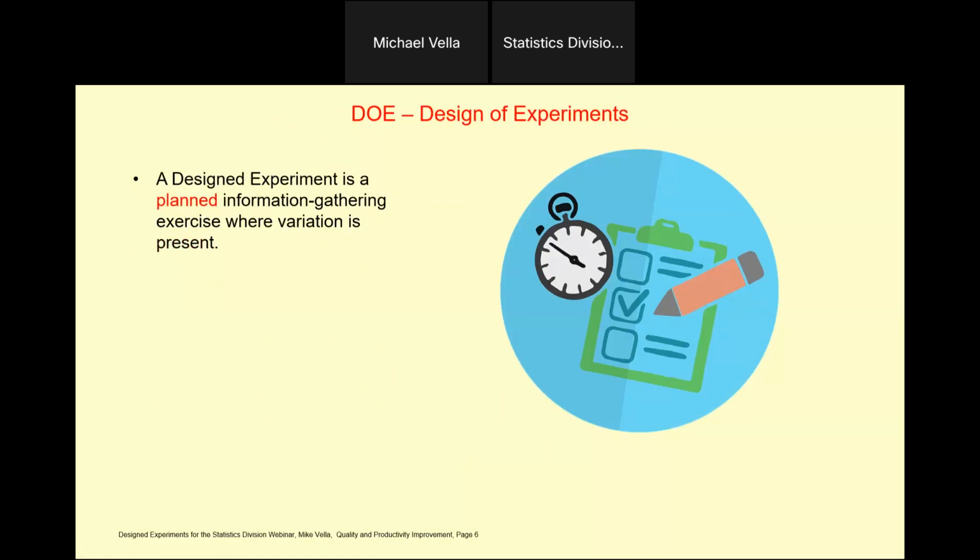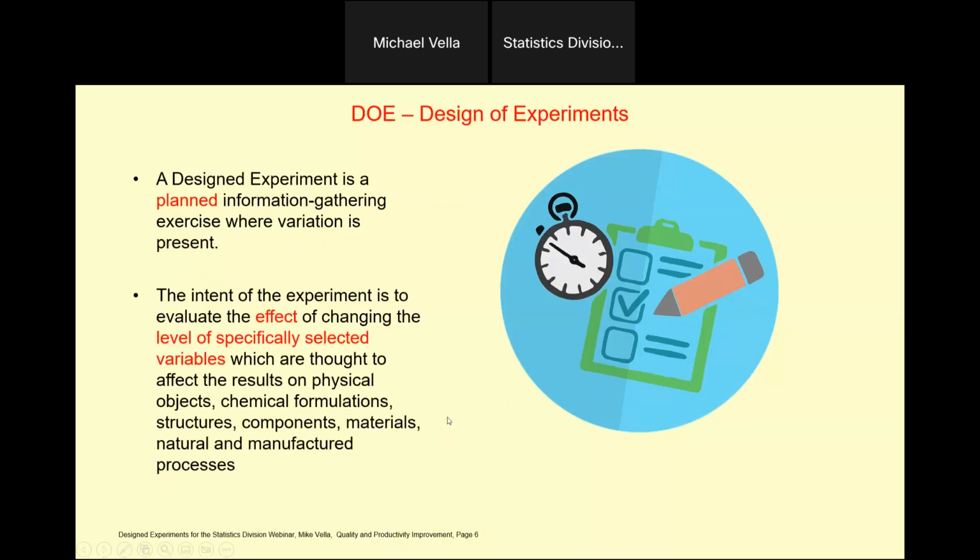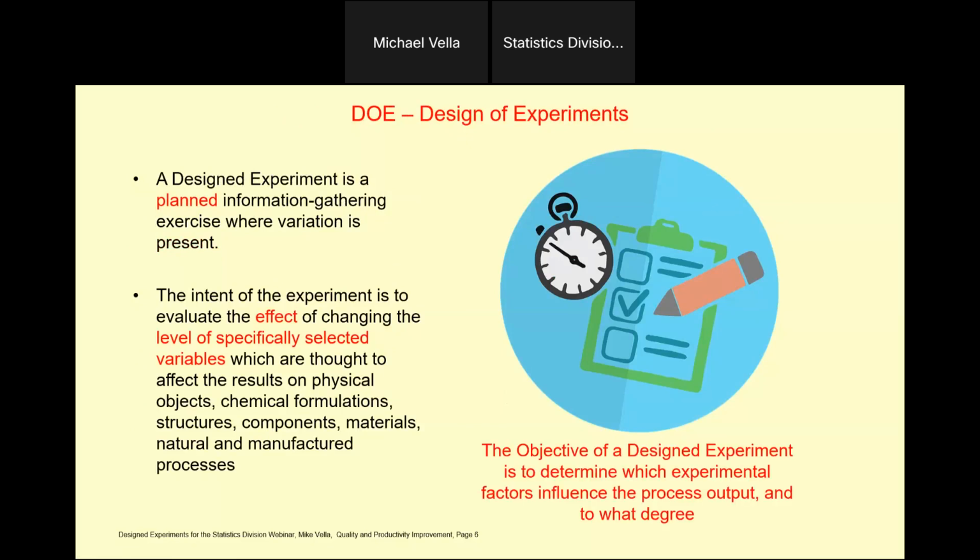A designed experiment is a planned information gathering exercise where variation is present. It's planned. And the intent of the experiment is to evaluate the effect of changing the level of specifically selected variables, which are thought to affect the results on physical objects, chemical formulations, structures, and so forth. So the objective of a designed experiment is to determine which experimental factors influence the process output and to what degree.